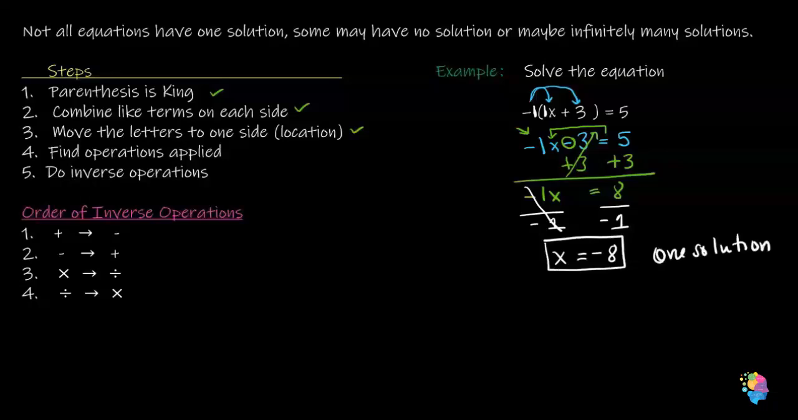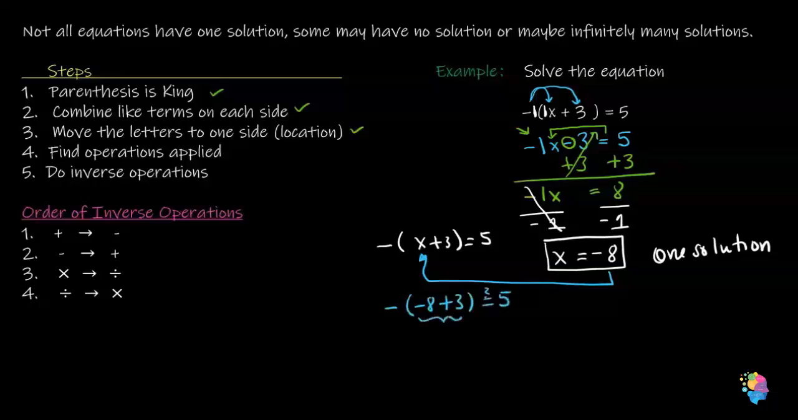But what does it mean to have one solution? It means that if I have my equation, in this case -(x + 3) is equal to 5, and I replace my variable with that value that I just found, let's do that. I have -(-8 + 3). We want to check if the left side is the same thing as the right side. Well, -8 plus 3 is -5.